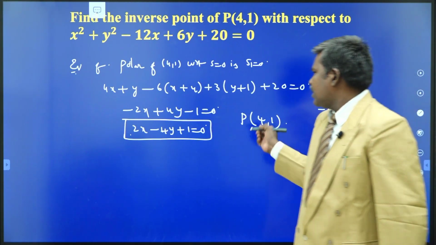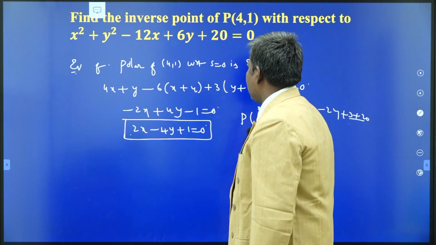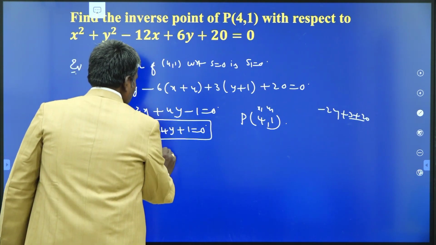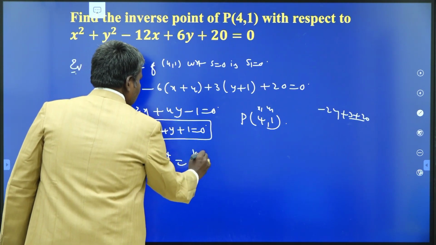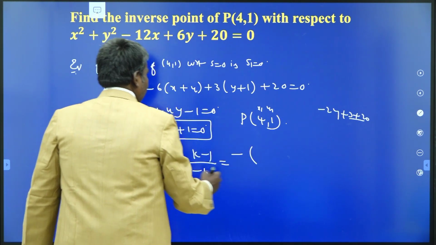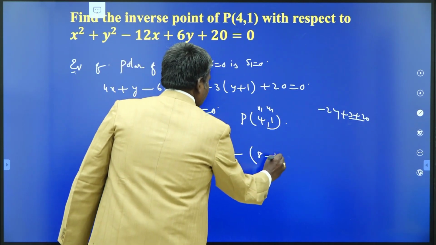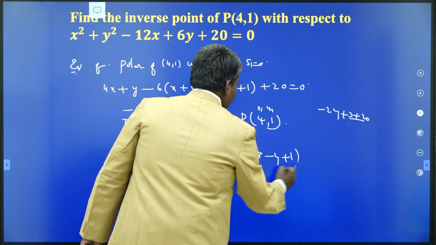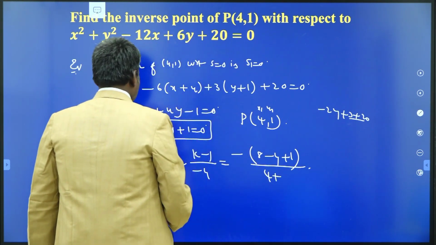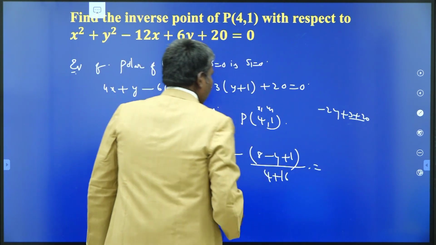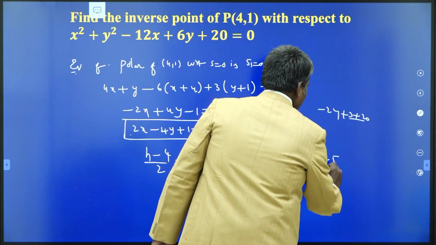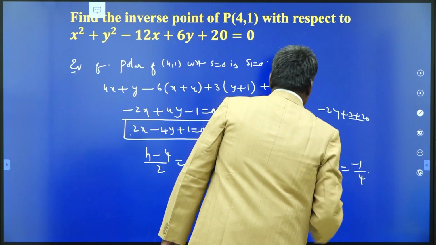You may take the foot of perpendicular. Suppose this is x1 comma y1. I am going to find the foot of perpendicular. Suppose the foot is h comma k, say (h minus 4)/2 equals (k minus 1)/minus 4 equals minus of ax1, 4 2s are 8, 1 4s are 4, again plus 1, by a square plus b square, 4 plus 16. What is that now? 4 plus 1, that is 5. Minus 5 by 20, that is minus 1 by 4.